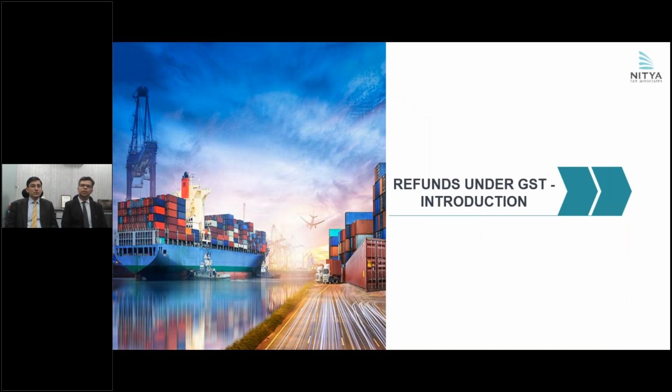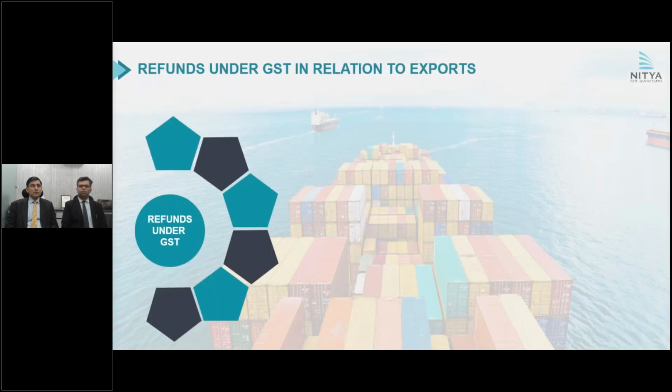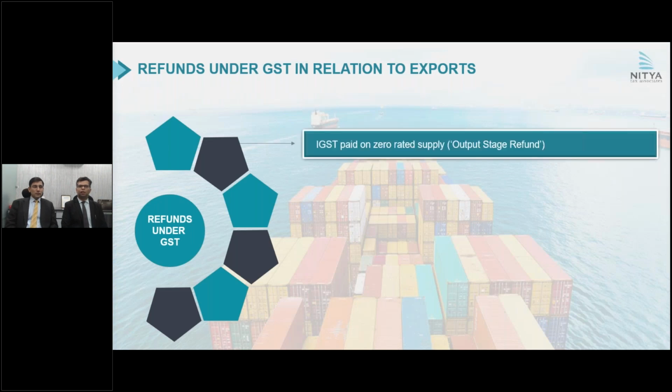Now we move to refunds under GST. Under GST, there are 3 categories of refunds which are available. Firstly is an output stage refund, which is the GST paid on export of goods or services at output stage.